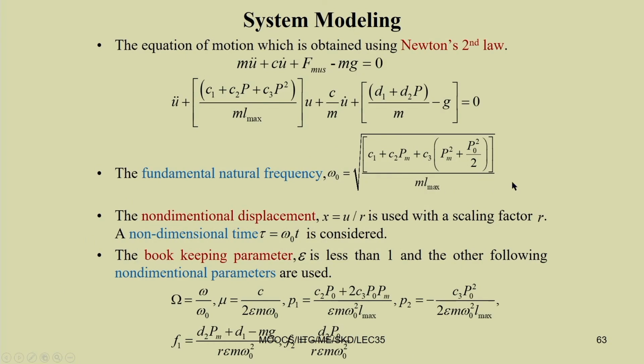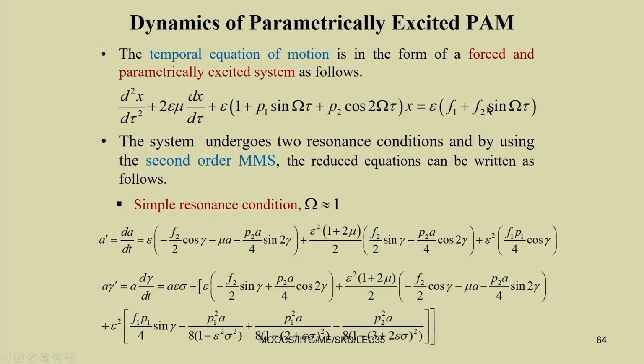So, now you can observe this equation can be written as that of a parametrically excited system. So, you just see this is U double dot. This part is a constant part in U. So, we will see. Okay. So, now this is the equation.